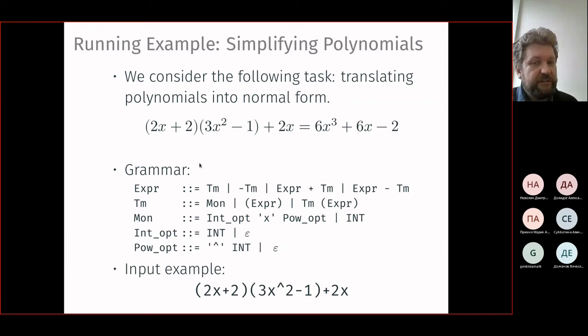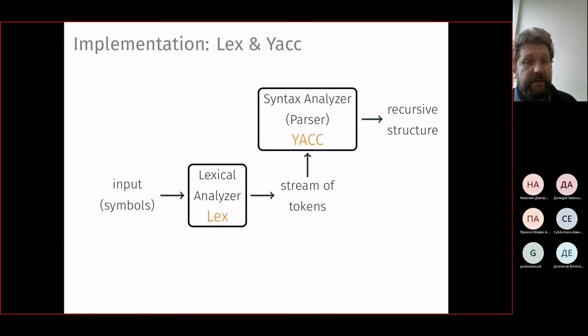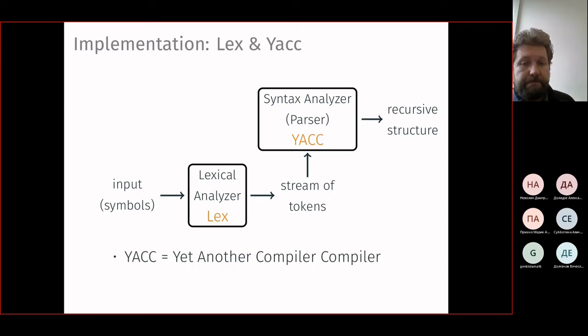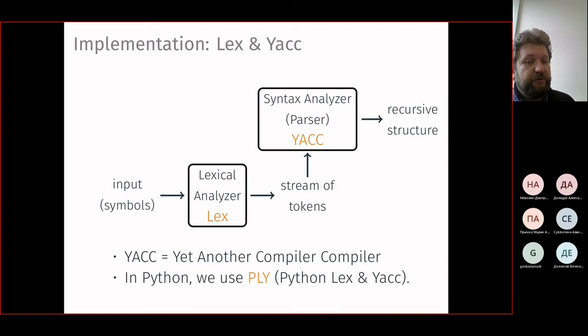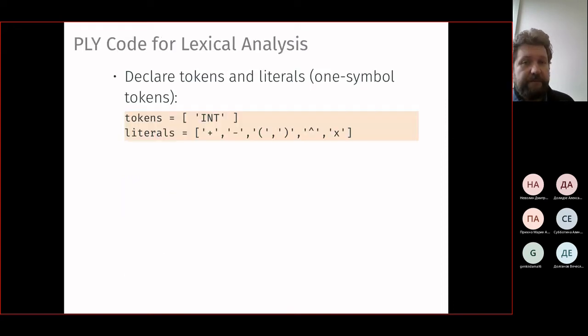So the same, encoded as a formal string of symbols. Like in LaTeX, for example, you use this for power. As you see, this is the implementation: lexical analysis is obtained by Lex. Parsing is obtained by Yacc, which stands for yet another compiler compiler. And we use Python Lex and Yacc, which is PLY.